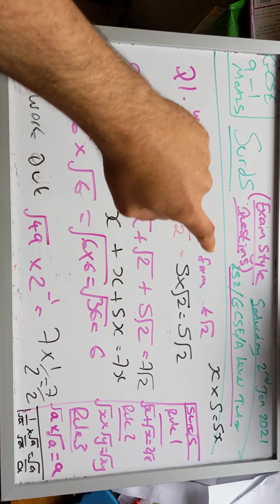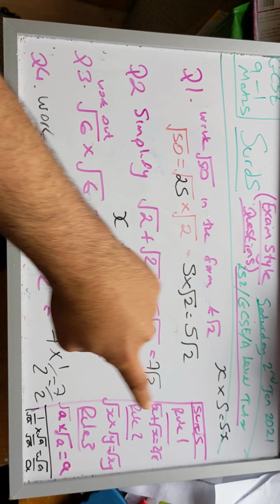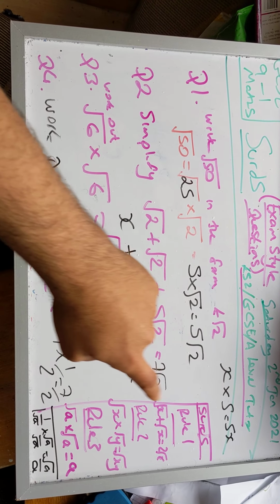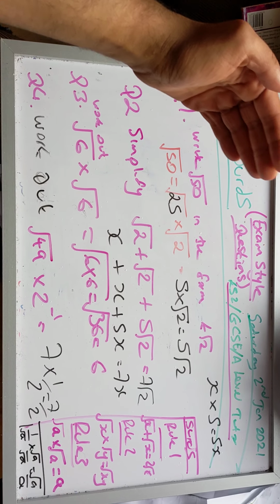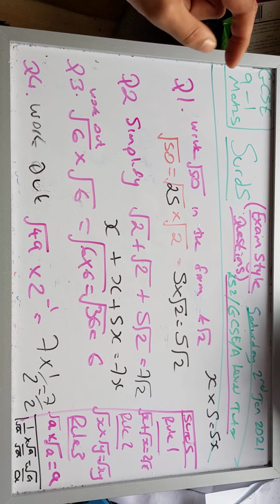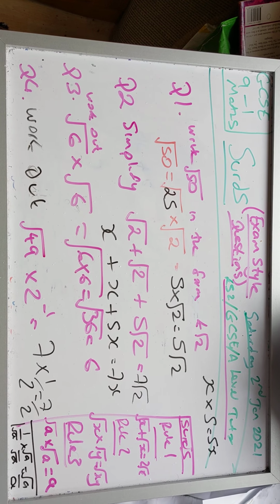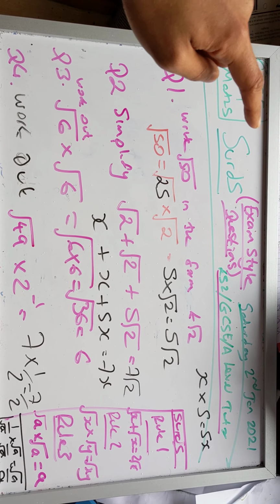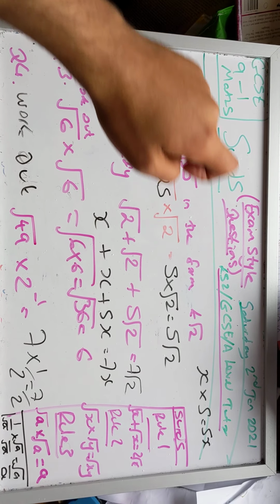Right, guys, on the side here, before I start, I've put the rules of Surds here, so feel free to refer to these as I go through the questions today. So it's going to be four exam-style questions. Question number one: write root 50 in the form k root 2.